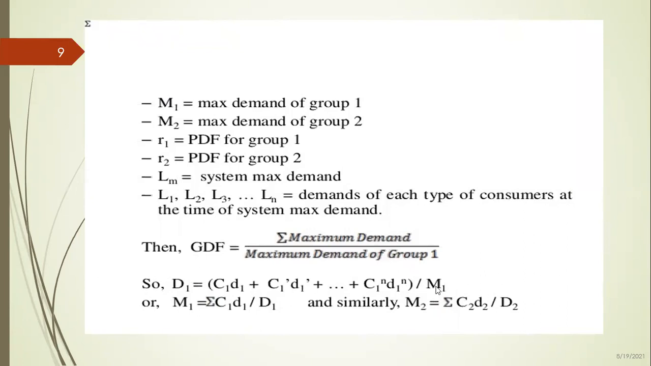Now from this formula, M1 comes out to be the summation of C1 D1, or you can also say C1n D1n, divided by D1. So M1 is the maximum demand of group 1. And similarly, you can write M2 equals the summation of C2 D2 divided by D2. Okay. So what is M1? Maximum demand of group 1. And M2 is the maximum demand of group 2. Why are we going to calculate M1 and M2 here? Because for peak diversity factor we need M1 and M2, not the individual loads or demand factors.